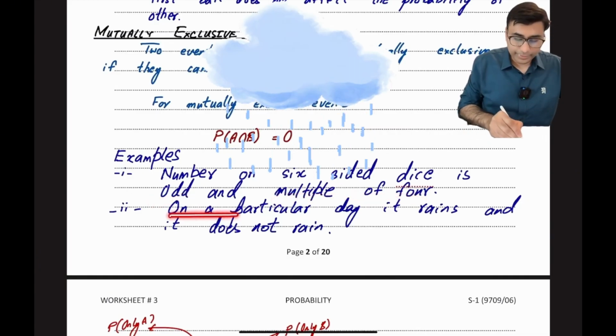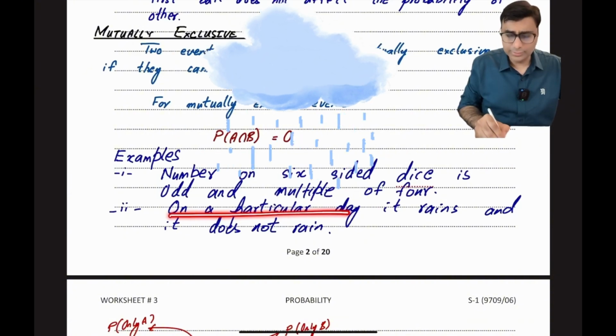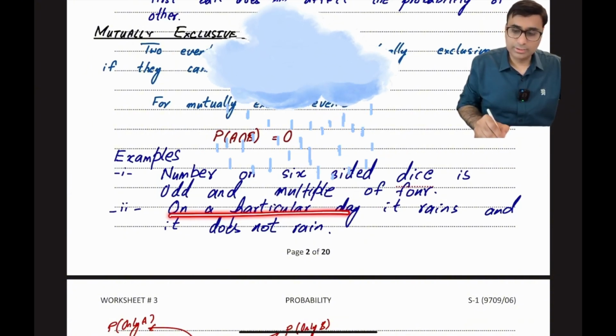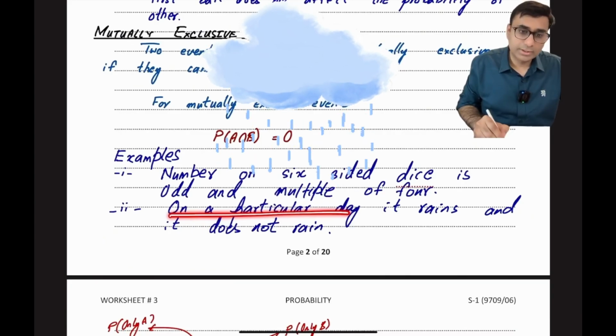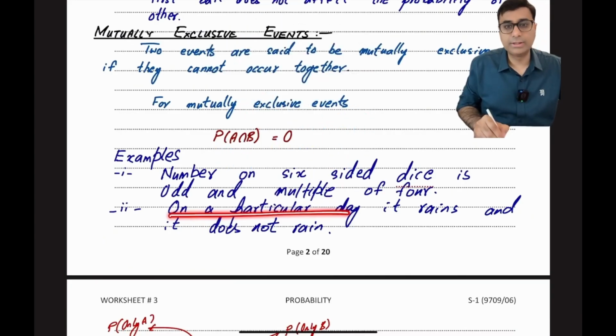Similarly, on a particular day it rains and it also doesn't rain. There is no possibility that both will happen. So these two events are mutually exclusive events and the probability of their intersection is equal to 0.